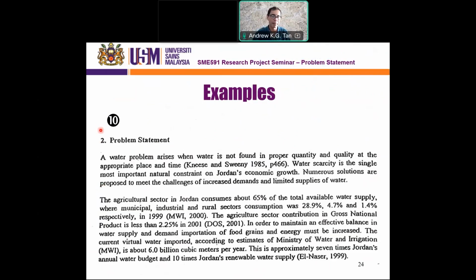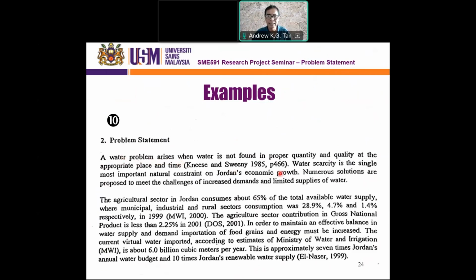This is another problem statement by my former student. Immediately, you know it's a bad problem statement. Why? Because it has a definition. The first sentence of the problem statement is a definition. It's a bad problem statement already. Why? Because it says here, a water problem arises when water is not found in proper quantity and quality at the appropriate place and time. Cite Nees and Sweeney, 1985, page 466. All this is introducing the problem. Yeah, this is not a problem. This is a definition of a water problem. Definition should be in the introduction.